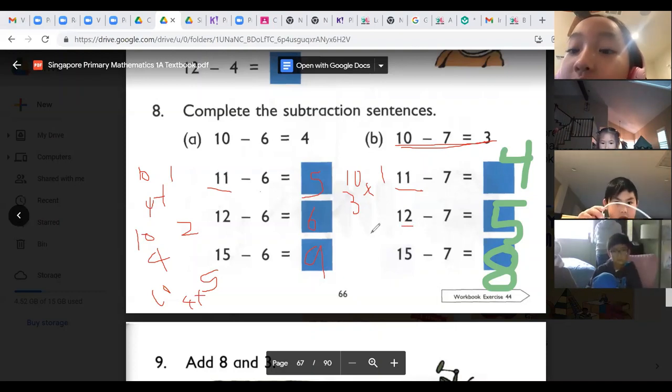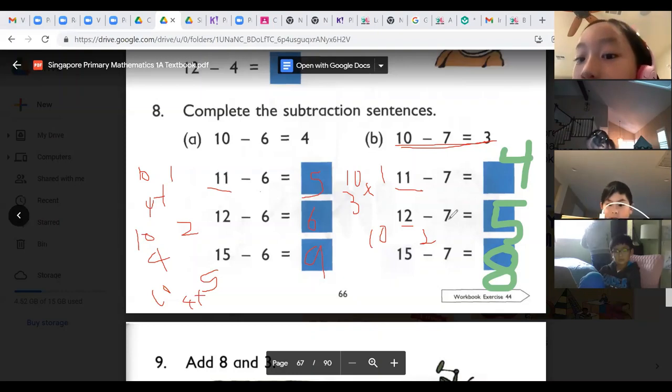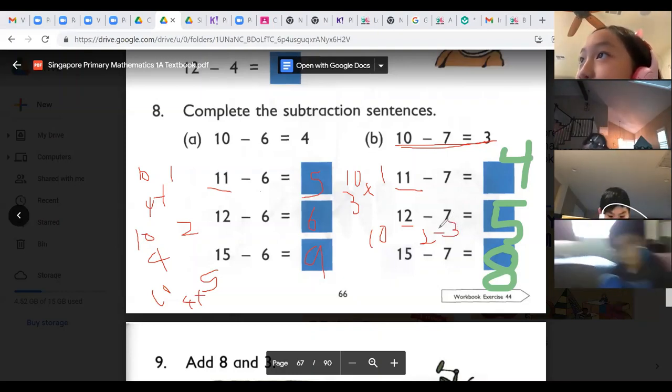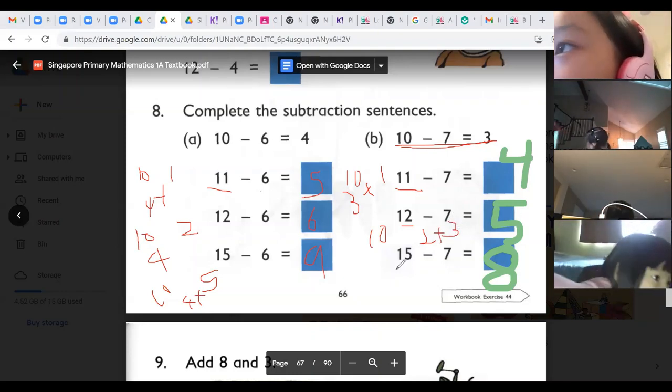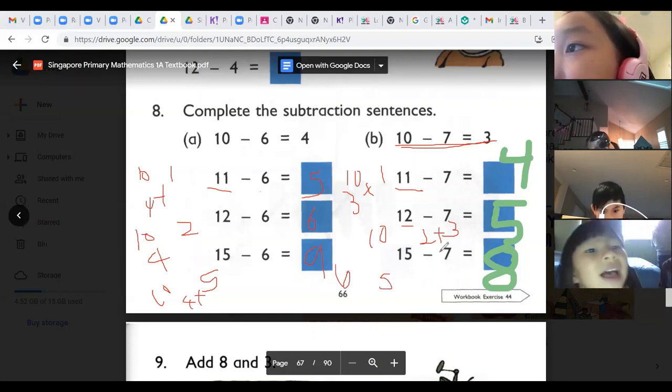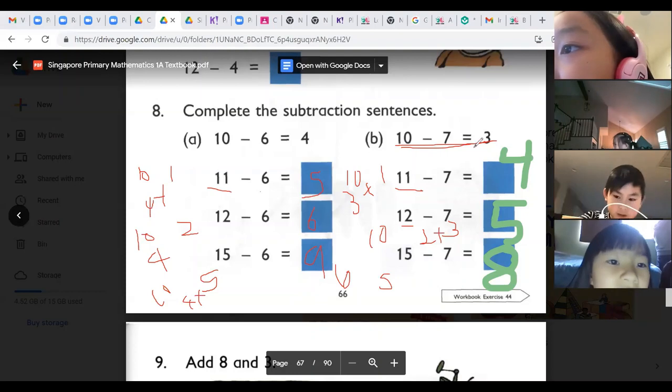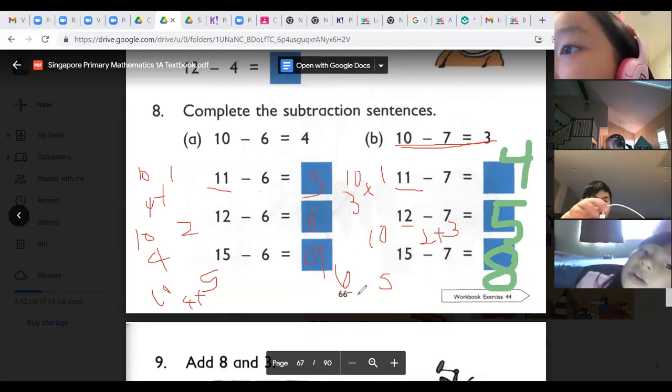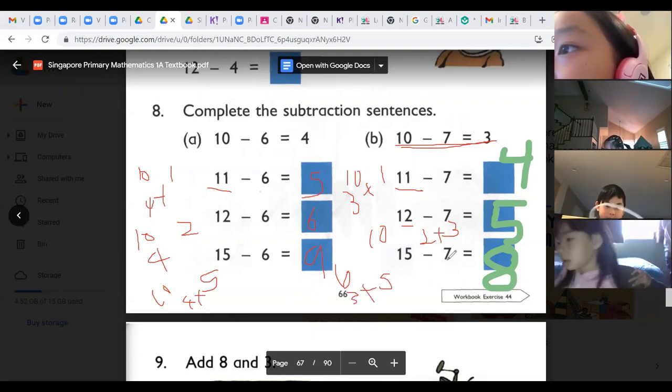For 12, we get 10 and 2. Do the same thing, we get 3. So we do 2 plus 3, which is 5. For this, we have 10 and 5. 5 can't be subtracted by 7, so we do 10 minus 7, which is 3. So we do 3 plus 5, which is 8.